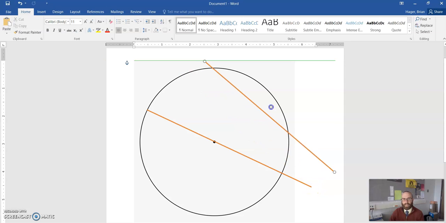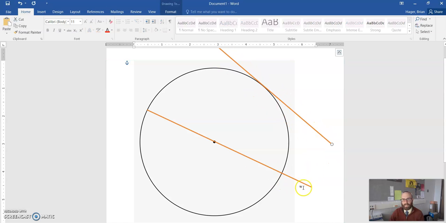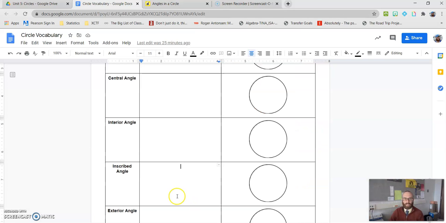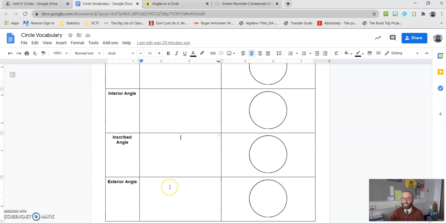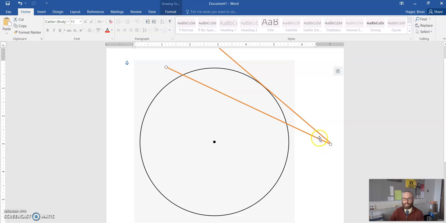I can even make this into a tangent line and do something like this. That would also be an external or exterior angle. Okay, so an exterior angle is any angle whose vertex is outside of the circle. That would look like this. And what we'll see is how we measure those, how we deal with all of the arcs that are formed, that sort of thing. Okay, but I want you to make sure you have those filled in.